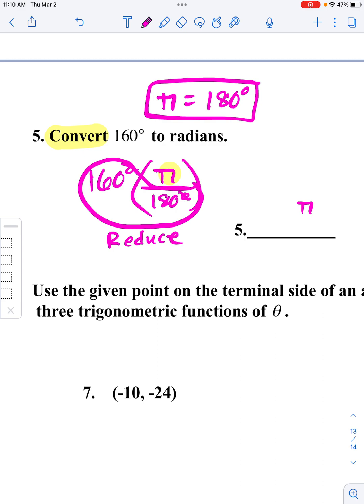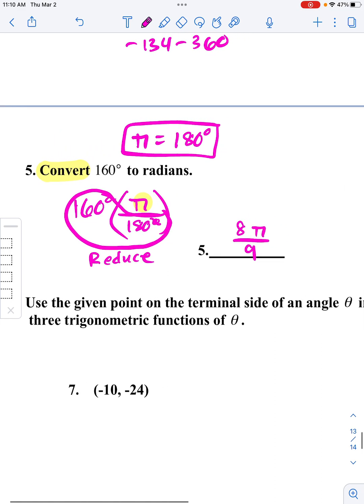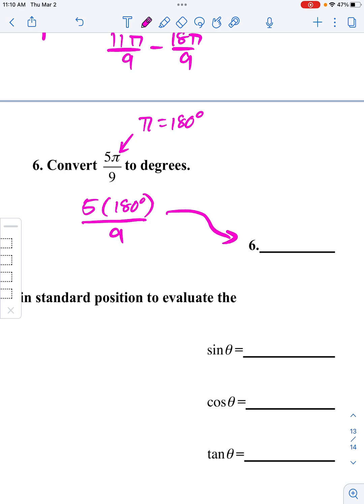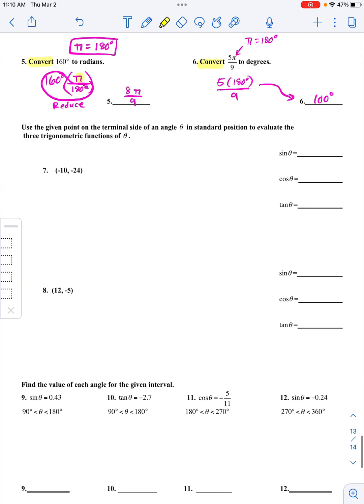So I'm going to go and reduce 160 over 180 on my calculator or with my brain. And I'm going to get 8 ninths. So 8 ninths is the fraction of pi that is equivalent to 160 degrees. This is actually easier because pi is 180. So if pi is 180 degrees, then where there was a pi, I can write 180 degrees. And now I'm just going to do my calculator, 5 times 180, divide my answer by 9, and it tells me that that would be 100 degrees. So that's about converting. Find that in your notes packet and make sure that what you have makes sense.